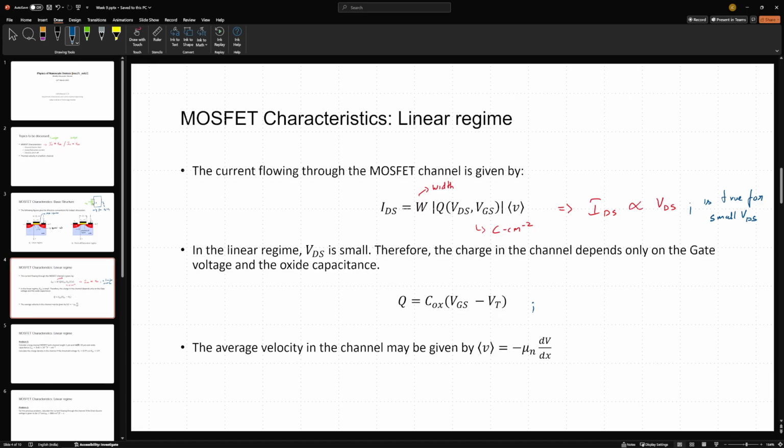However, we will be more interested in the charge density, sigma. So sigma is equal to Cox per unit area, times (Vgs minus Vt). This Cox per unit area is the capacitance per unit area.